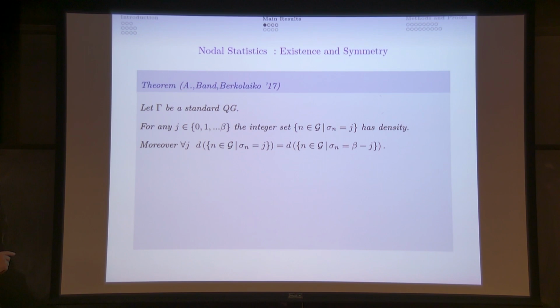Could you remind what is sigma n? So sigma n, that's the nodal surplus. That's how many nodal points I have further than n. Okay. And beta is the first Betti number of the graph.